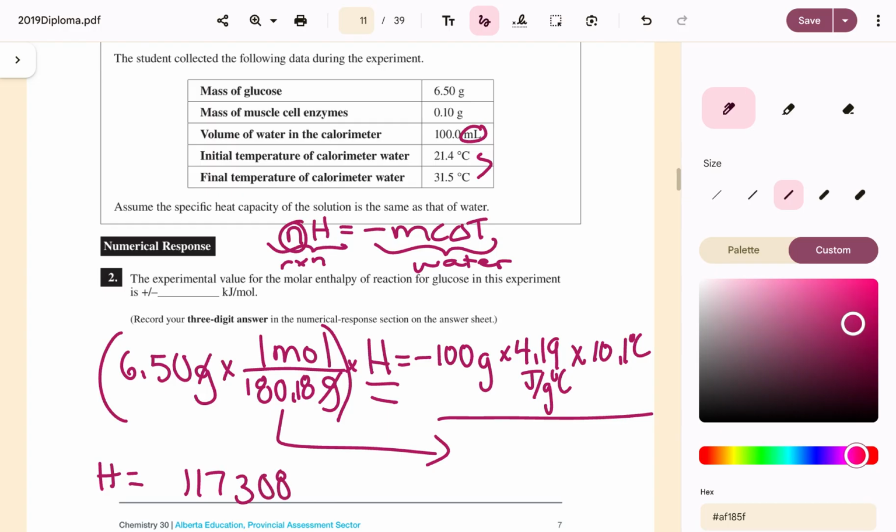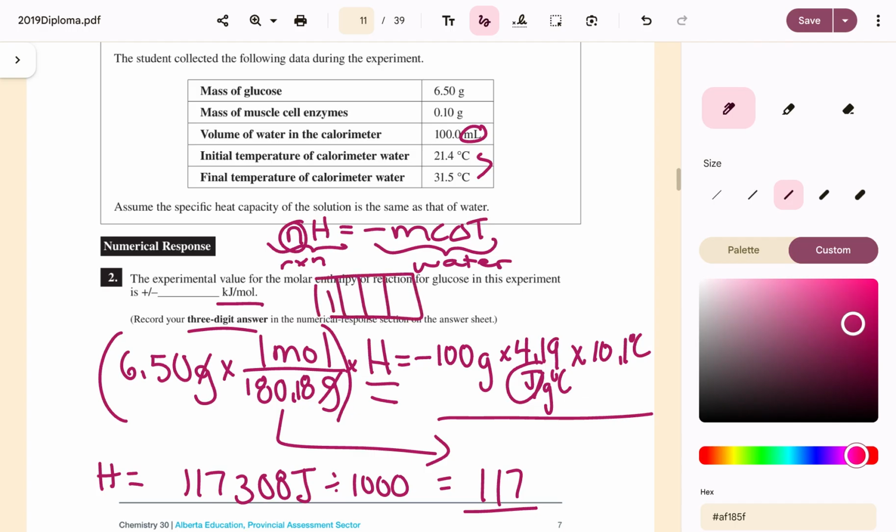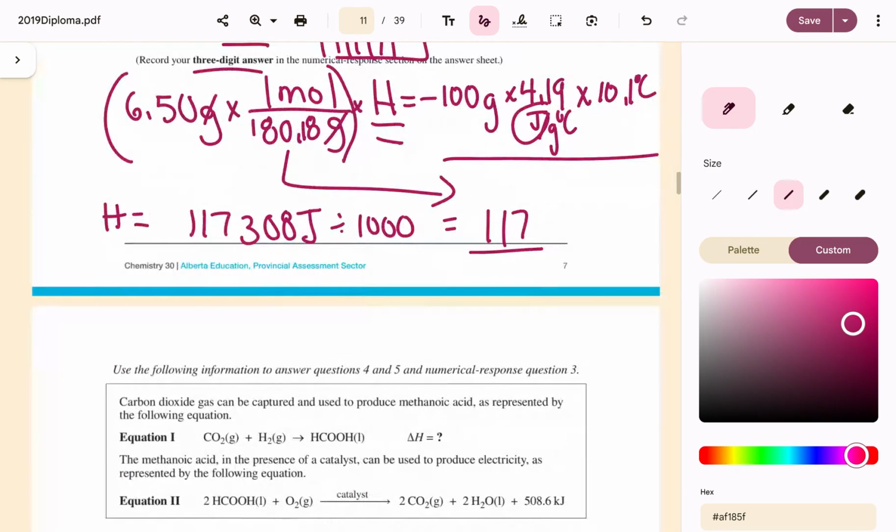117,308. And now based on your units, energy is in joules, but when we come to the answer, we want it in kilojoules. So to get from joules to kilojoules, we just need to divide by 1,000 and we'll get 117. And that's a 3-digit answer. For that, you just want to make sure that you actually do have what it's asking for. If it's 3 digits, you want 3 digits. And when you're filling this in, remember, start at the left, 117. Keep that last box empty. If you add in a 0 here, it's going to be wrong. So just be careful with that.